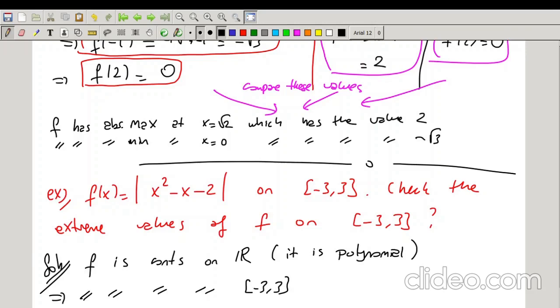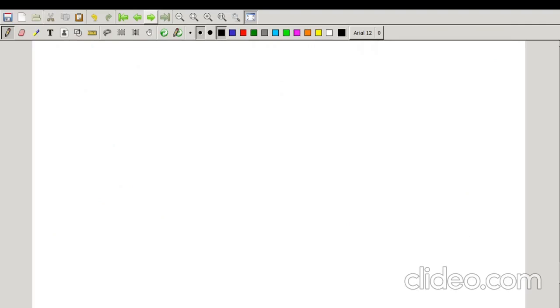Moreover, this interval is closed. [-3, 3] is closed. So it means f must have absolute max and absolute min values on [-3, 3], by the extreme value theorem. Okay, let us see what those values are.